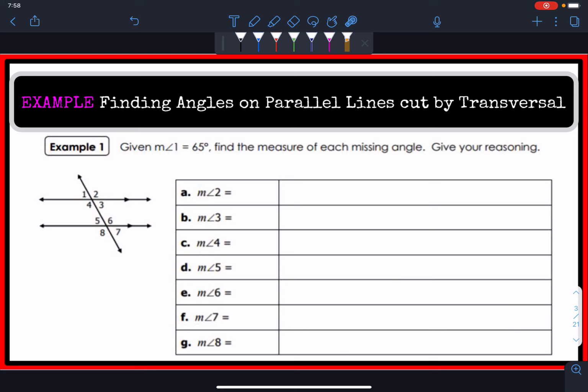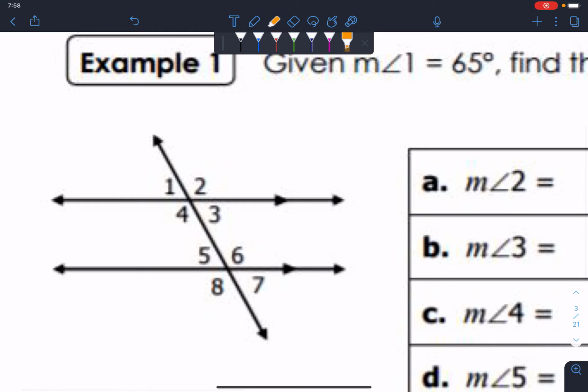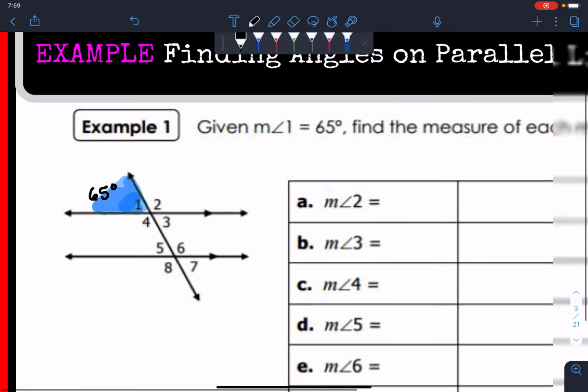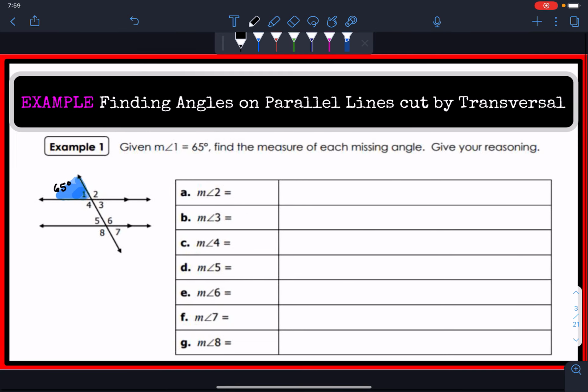So, for example, this angle 1 is 65 degrees. So let's highlight that. Let me zoom in a little bit more. And let's highlight this angle 1. And the measurement of angle 1, again, is 65 degrees. Now, since that one is 65 degrees, we know that the vertical angle, which is 3, is also going to be 65 degrees.